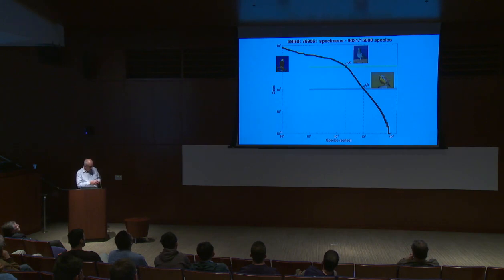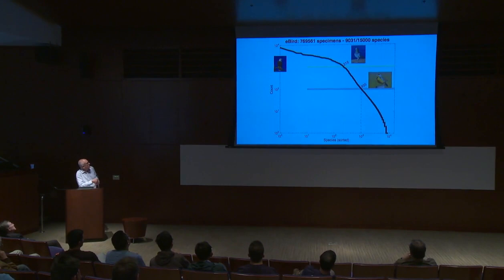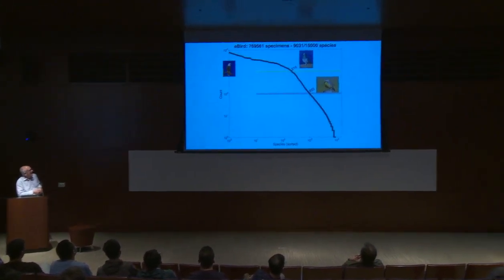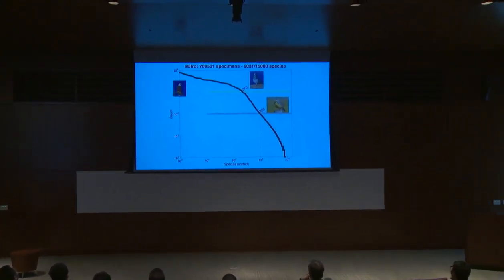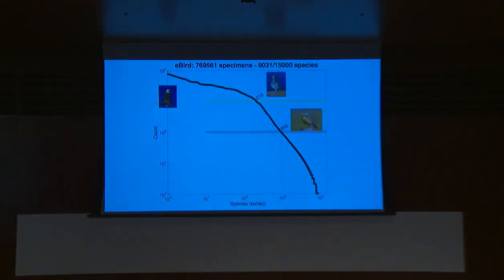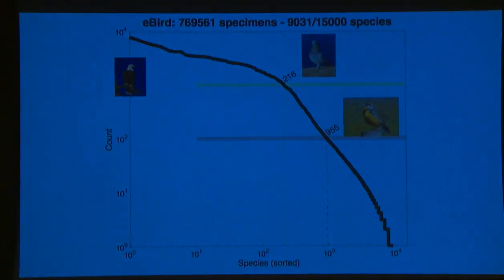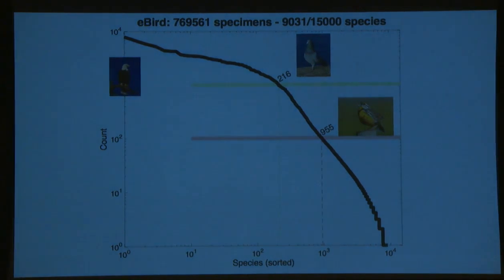Just if you were curious, what are these birds? Here you have the bald eagle, the most photographed bird, at least as seen by the Cornell Lab of Ornithology. And then you have a pigeon, and here is a prairie lark, just in case you want to know.